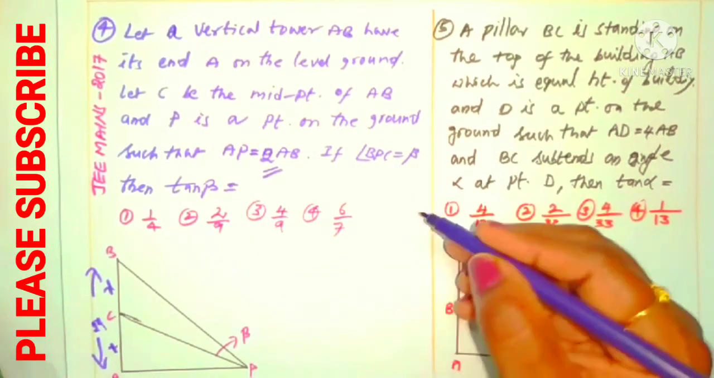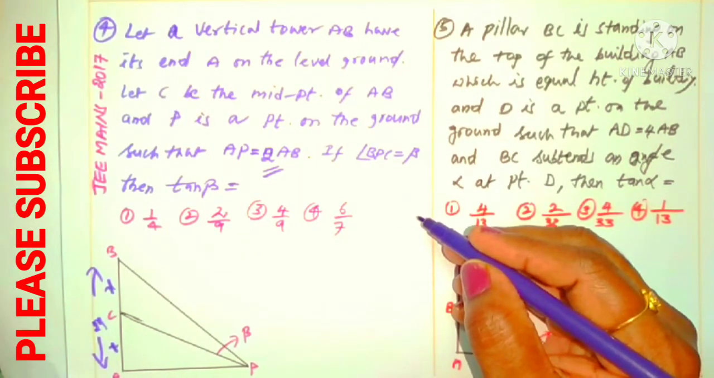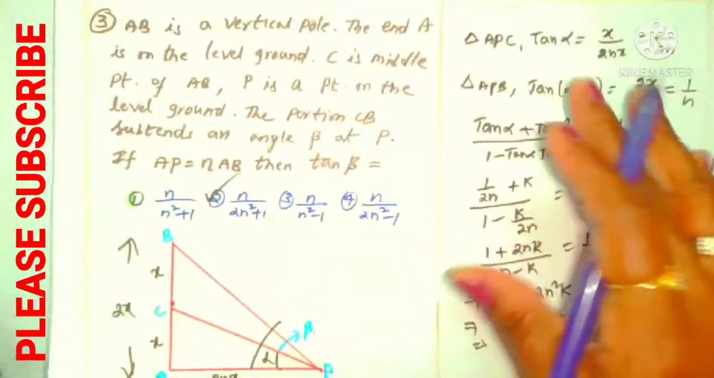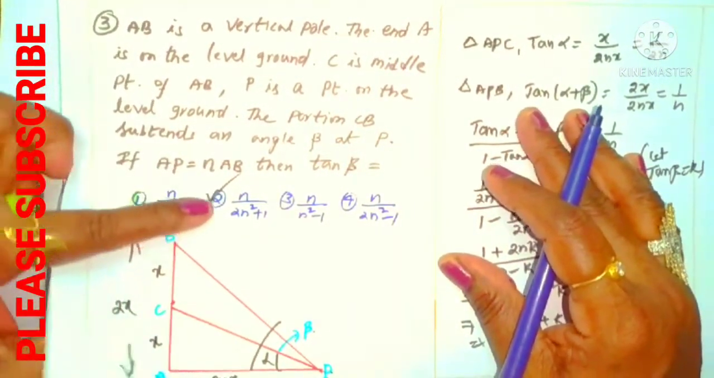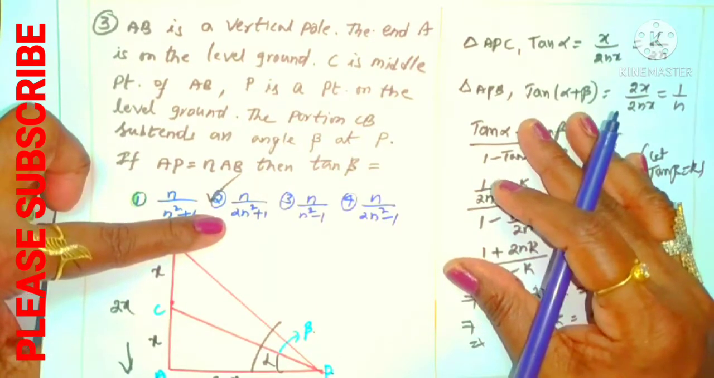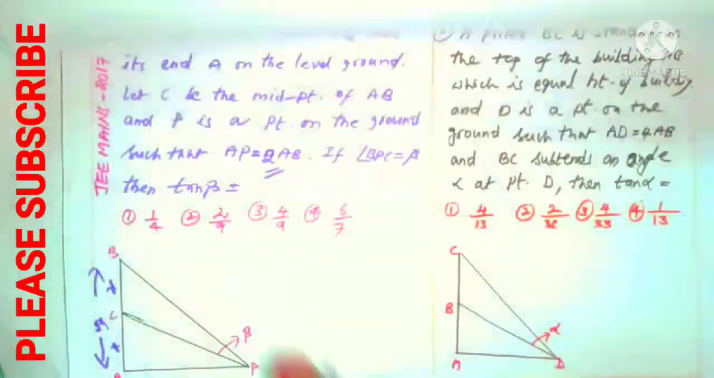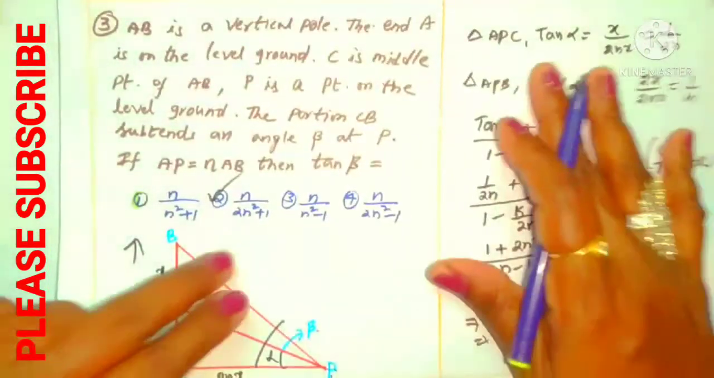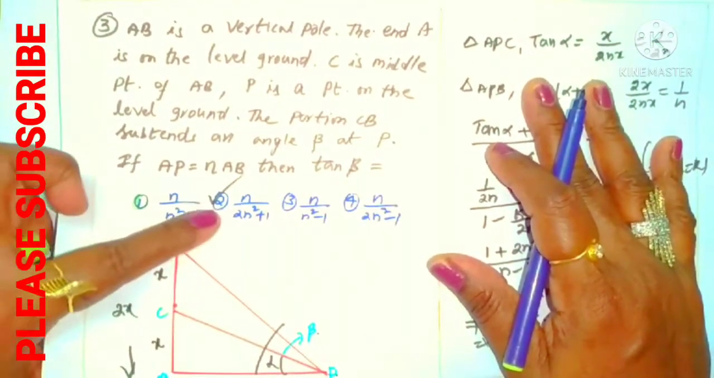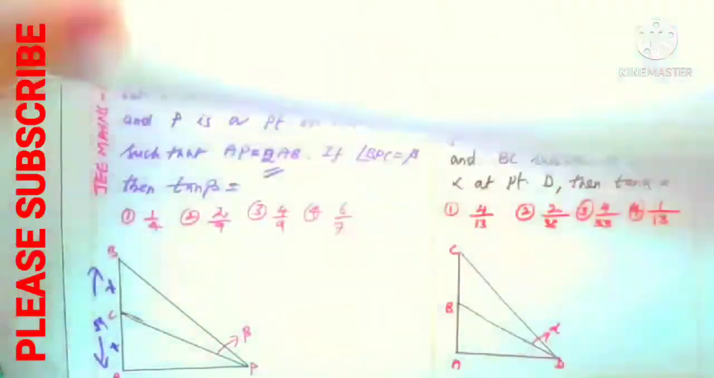What did I use in question number 3? It is n by 2n square plus 1. That is all I am using here. In place of n, 2 is there. What is being asked? Here also it is asking tan beta. In place of n, we use 2 here.